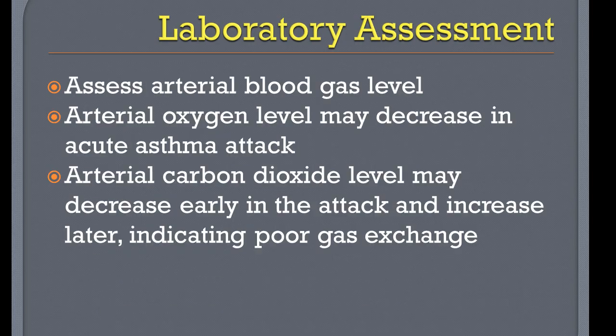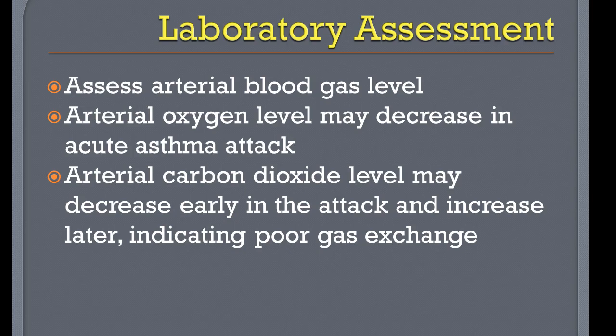These are some of the labs that you may see done. Obviously, ABGs, arterial oxygenation level may decrease in acute asthma attacks. Makes sense. That lumen, bronchial spasms, we're not getting enough air in, so there's not that air getting to the alveoli for proper oxygenation and gas exchange. Arterial carbon dioxide levels may decrease early in the attack and increase later, indicating poor gas exchange.